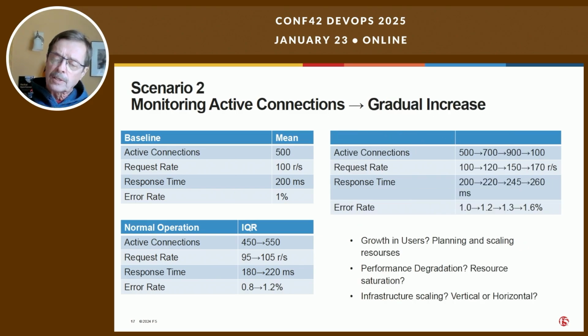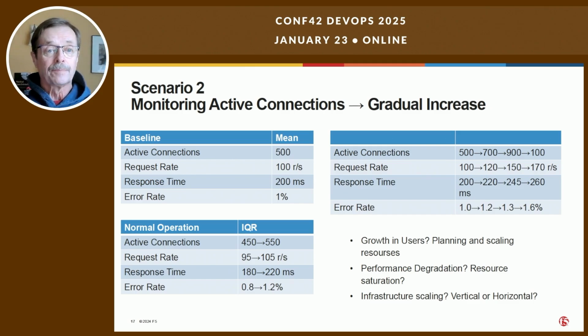Scenario 2, also in active connections, a gradual increase. Same baseline, same normal operation, but now all of a sudden your numbers are increasing. Oh, and sorry, there's a typo. I left out a 0 on the 100, it should be 1,000. And the request rate goes up. Equivalently, the response rate goes up, the error rate goes up.